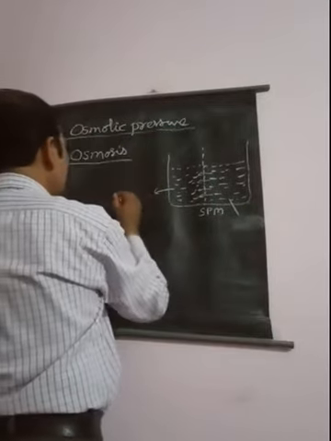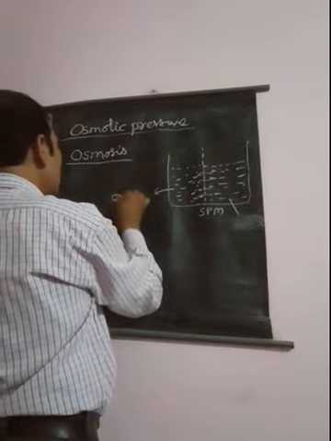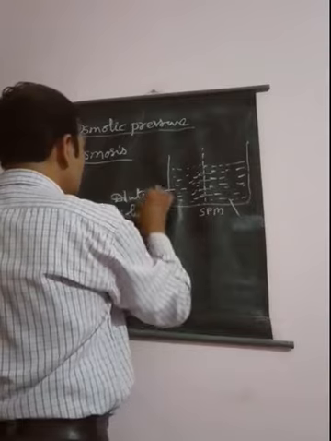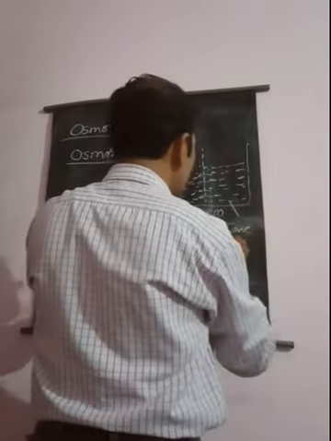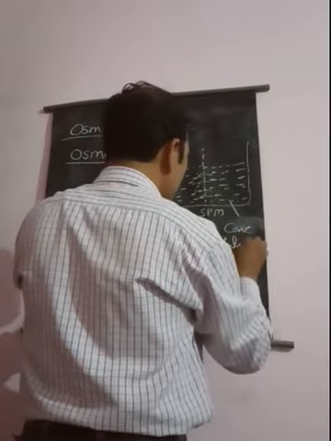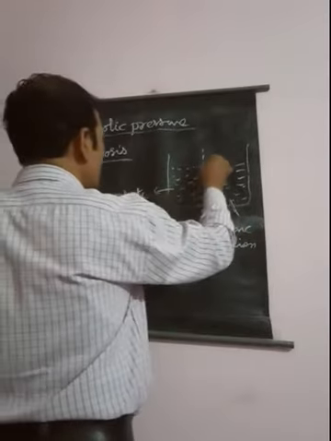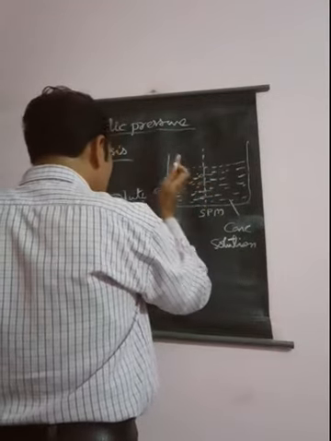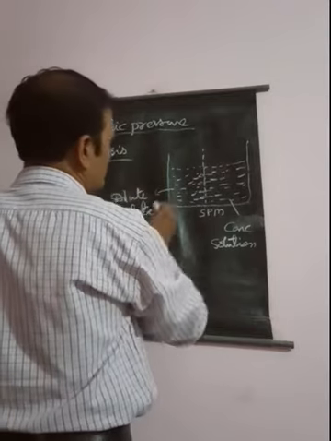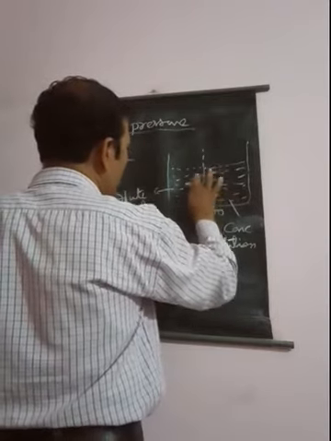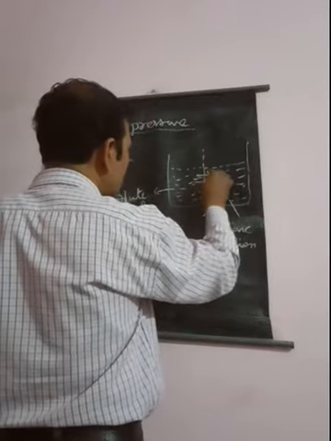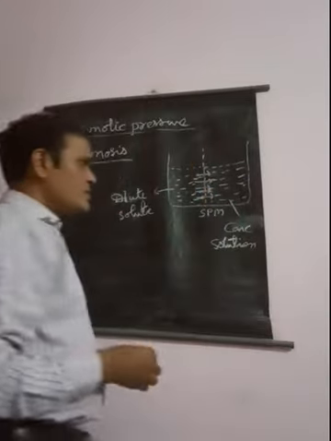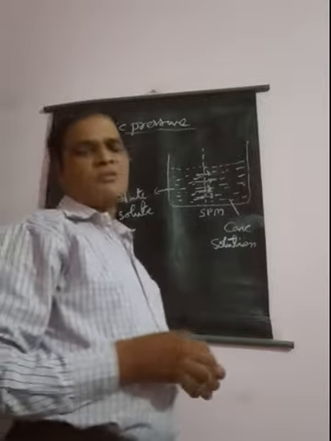Suppose we are taking here a dilute solution, and here the concentrated solution. So in this particular case, what will happen? Due to the presence of this semi-permeable membrane, the particles of the solvent of the dilute solution will pass through this semi-permeable membrane, and they will go towards the higher concentrated solution. So this process is generally known as osmosis.